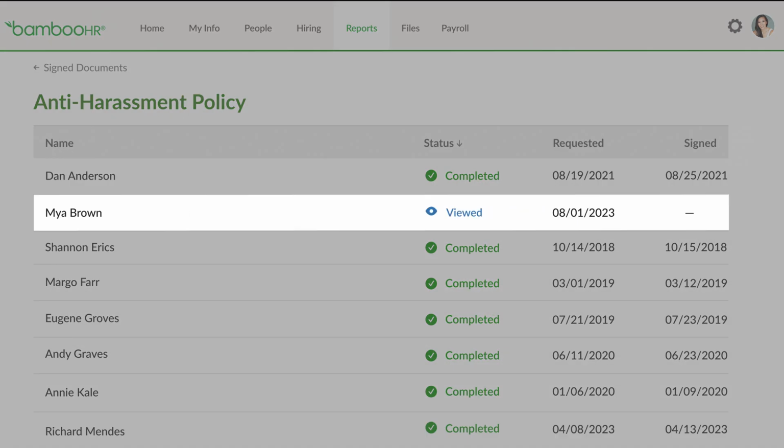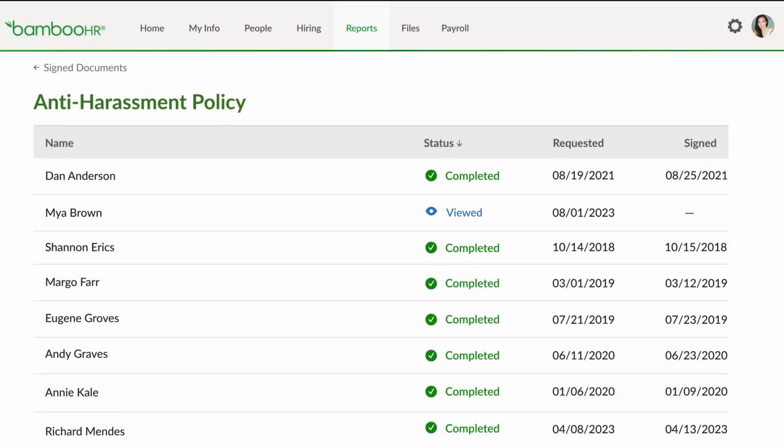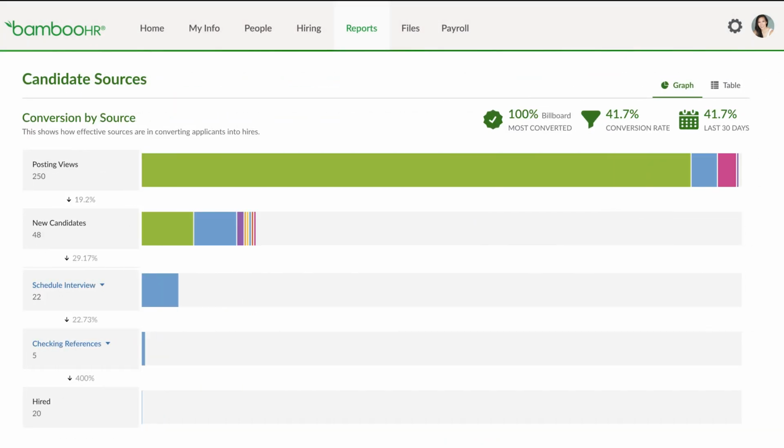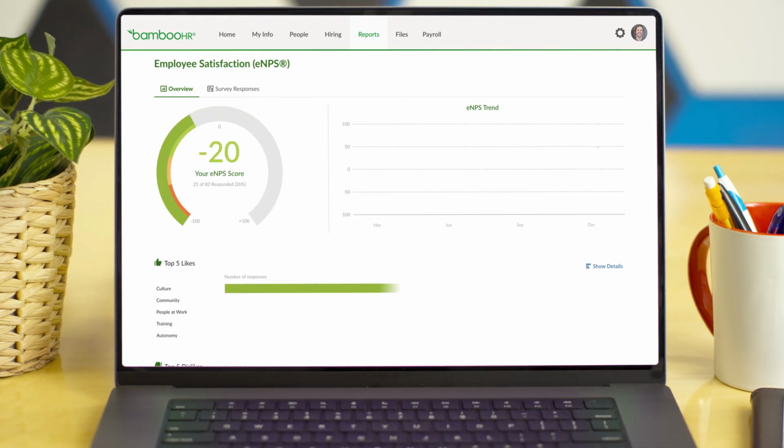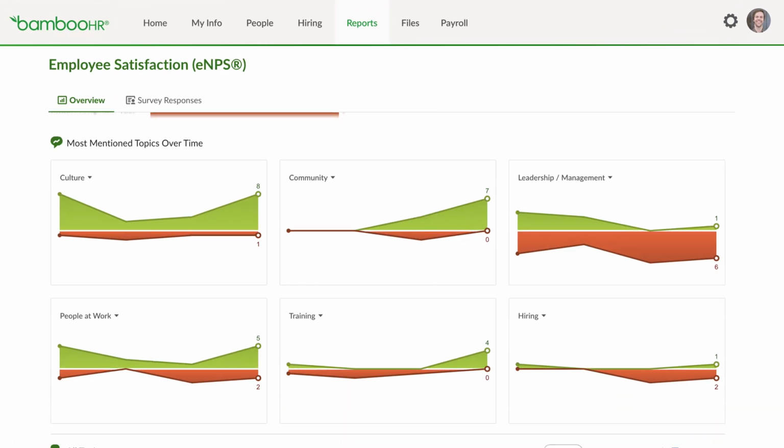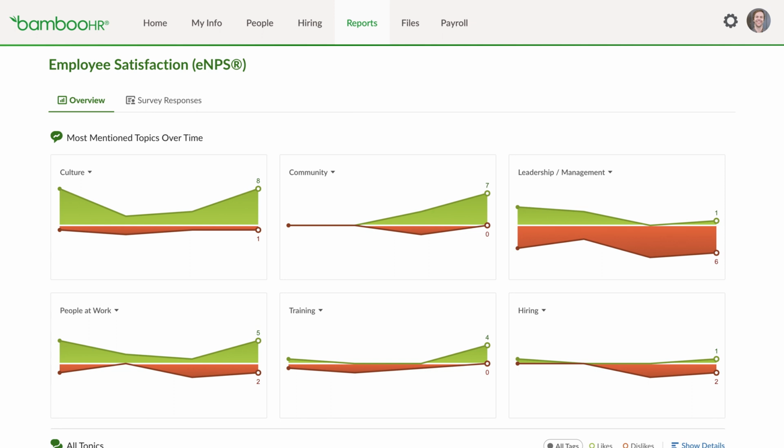Remind Maya she needs to sign a form without having to hunt her down in between meetings. Analyze the performance of your recruiting sources so you know where to spend your time and money. Or, well, you get the idea. There's a lot to chew on. All BambooHR reports are user-friendly and easily digestible, aka you can uncover insights and make confident decisions faster.